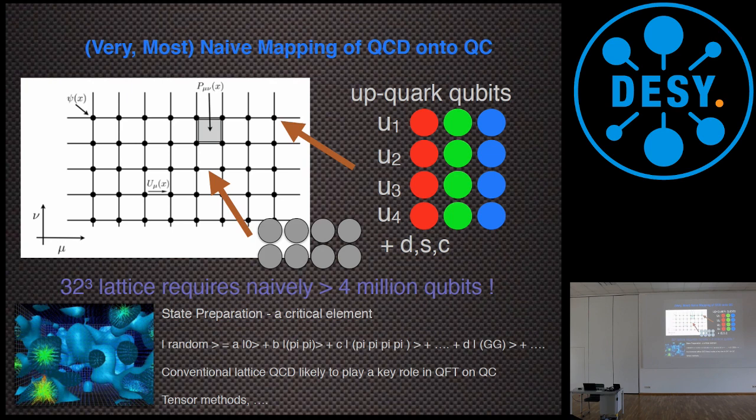So state preparation is critical, because if you just randomly put down fields here, you would just have some highly excited state with tons and tons of excitations, and you wouldn't be able to pull out anything that you're interested in at low energies. So preparing the initial state, figuring out how to prepare the initial state in these non-abelian gauge theories is critical. Maybe conventional lattice QCD can play a significant role here. A lot of efforts put into preparing the vacuum state. But more likely, tensor methods and the other methods that are discussed at this meeting are going to play a crucial role in quantum computation of these field theories.